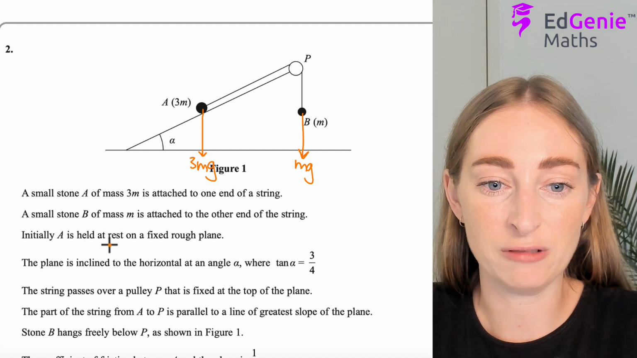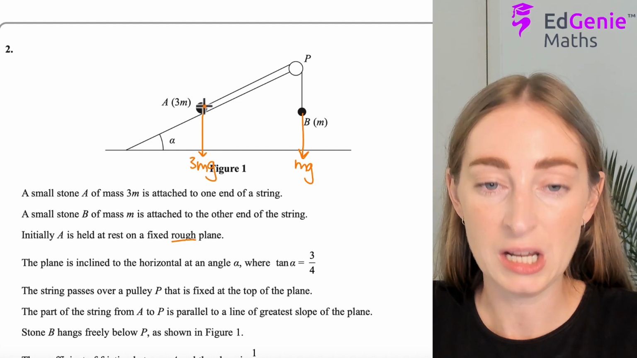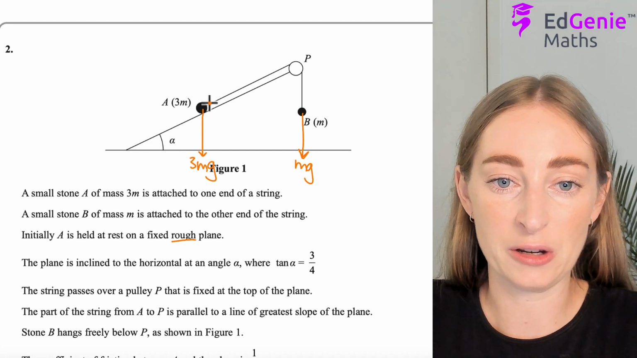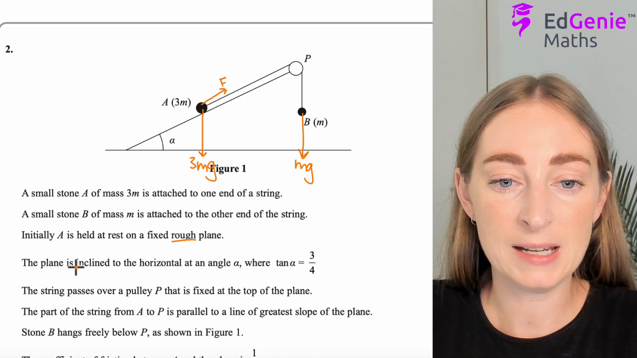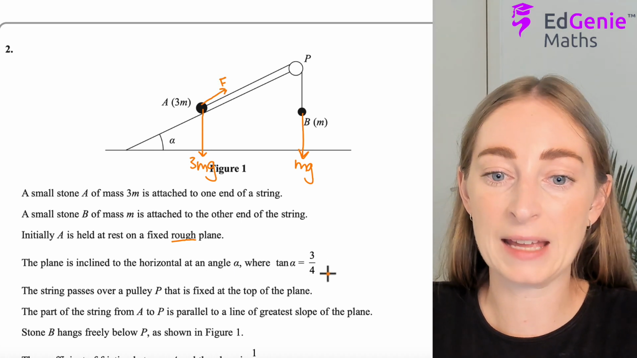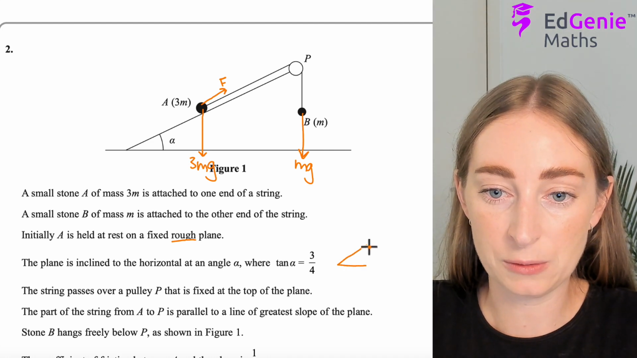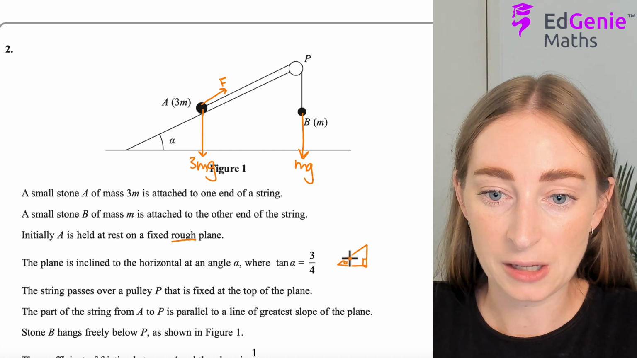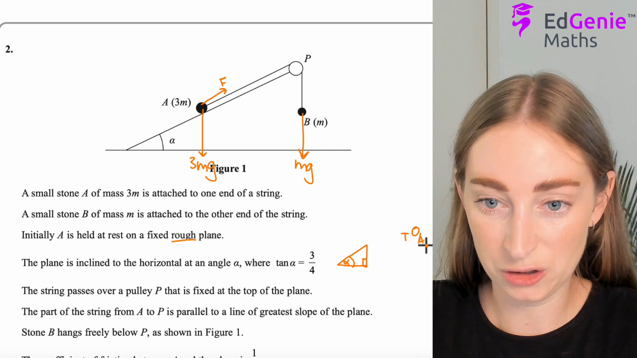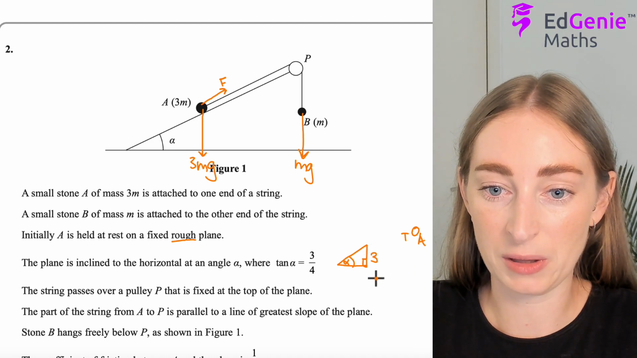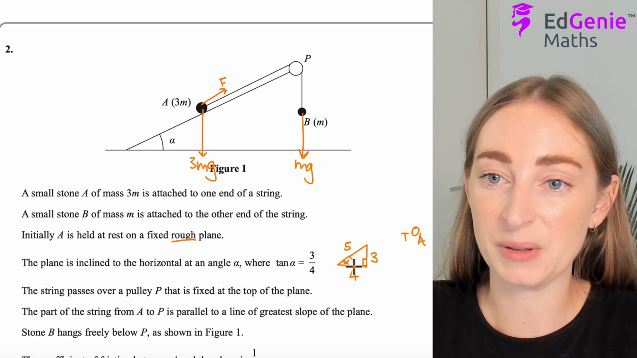Initially, A is held at rest on a fixed rough plane. So that means we're going to have friction. So because this stone is going down the slope, we're going to have friction acting in this direction. The plane is inclined at alpha to the horizontal, and they've said tan of alpha is 3 over 4. So that also is very helpful. So remember, if it's tan, the opposite over the adjacent. So this is the opposite, so that's going to be 3. The adjacent, so that's going to be 4. So this length here must be 5.